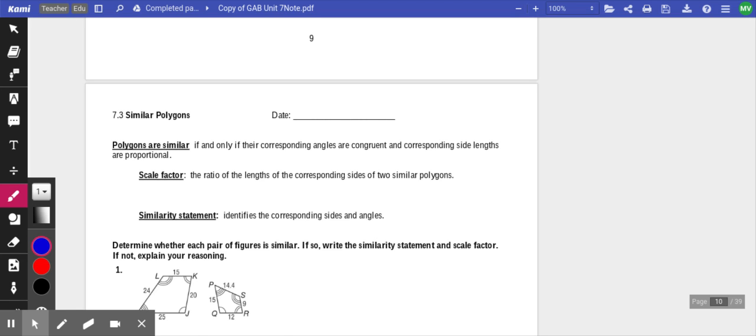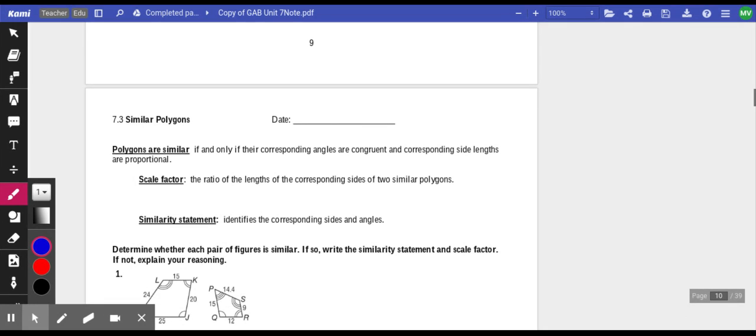Hello, everyone. Today we're continuing with Unit 7. We've spent the last 2 days reviewing how to solve quadratics and solving ratio and proportions. Today we're going to talk about similar polygons.